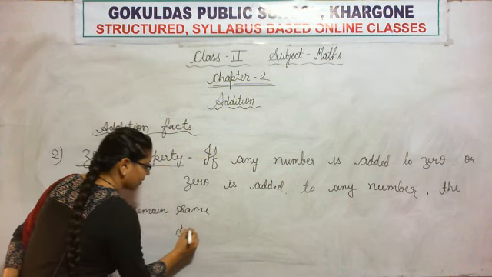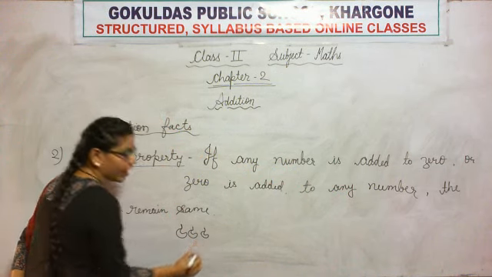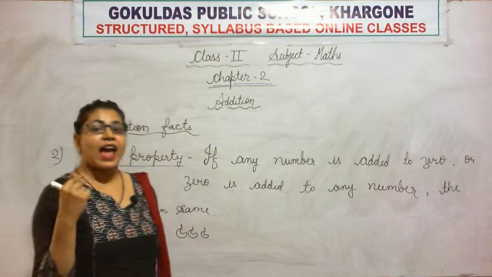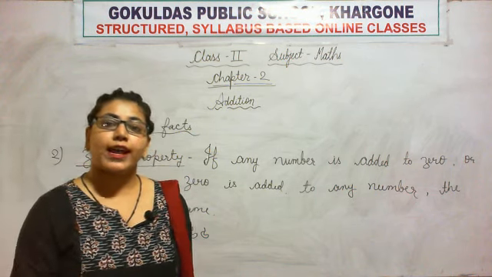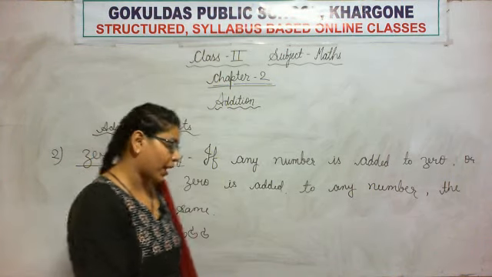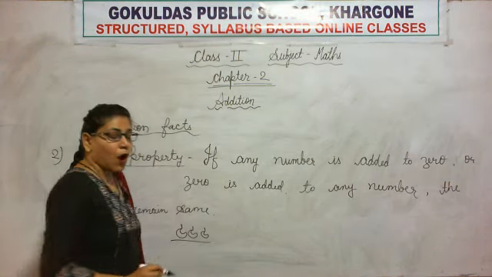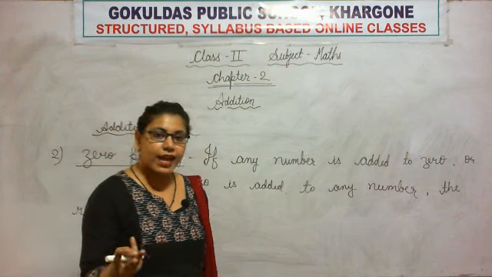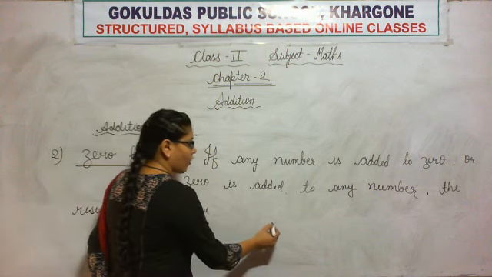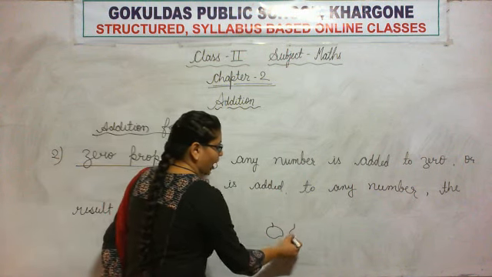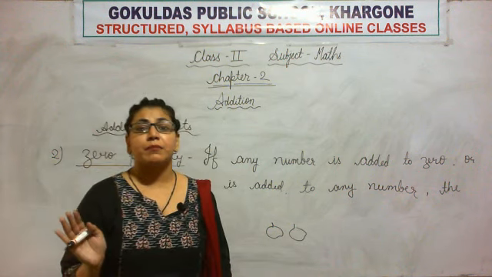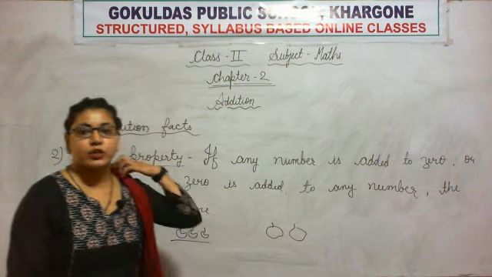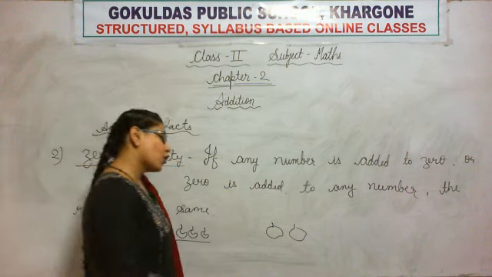having 3 mangoes, and I haven't given you any mango, it means I am not giving you any mango, that means I am giving you 0 mangoes. So now how many mangoes do you have? 3. Or you are having 2 apples. Now I am not going to give you any apple, it means I am giving you 0 apples. So how many apples do you have now?